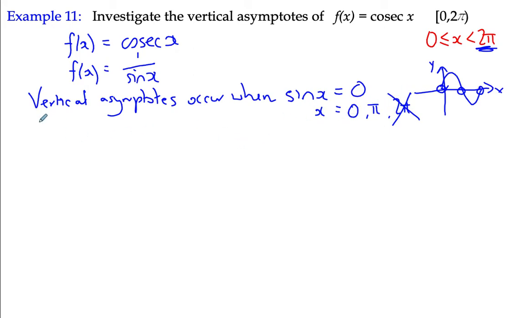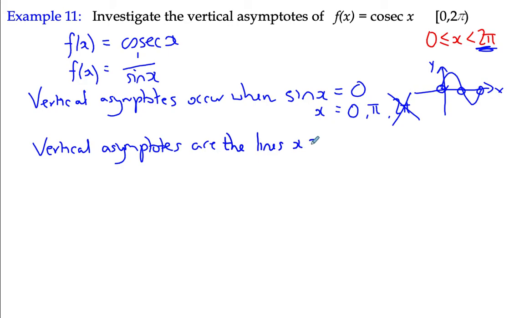So we can say that the vertical asymptotes, and don't just write x equals 0, are the lines, or equations of vertical asymptotes, x equals 0 and x equals pi. Okay, so that's the first part. We've investigated the fact that there are two asymptotes.